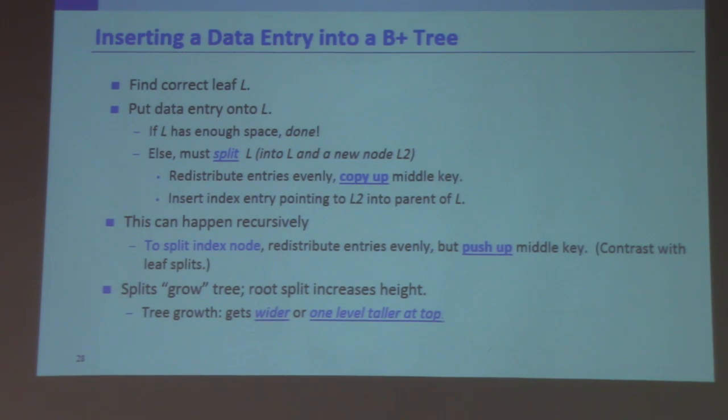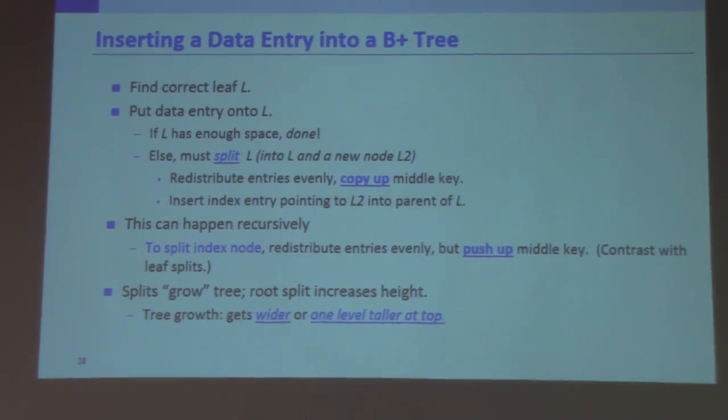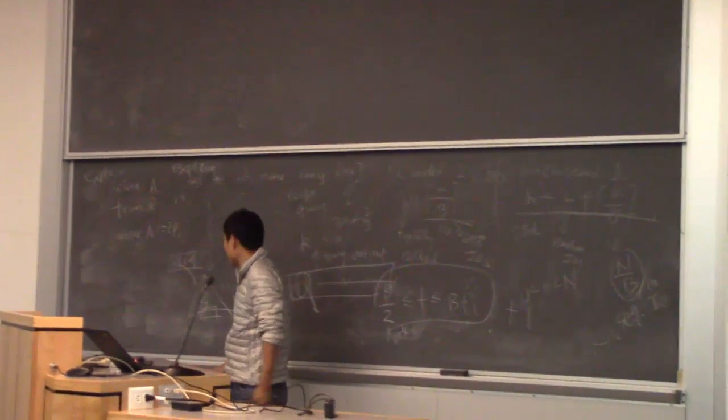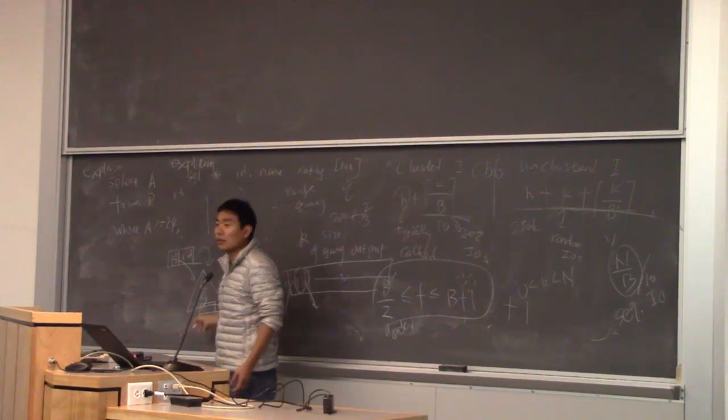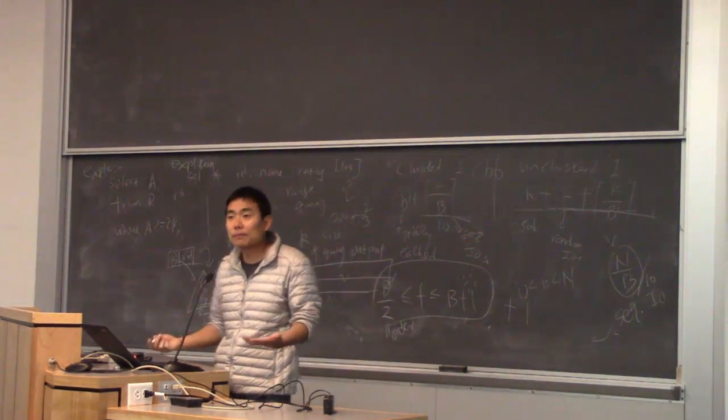Okay? So the first step I do is I find the corresponding leaf node that this data entry should go into, which is line number 1 here. This is nothing else but doing a search using this search key value k. I do a search to find the leaf level page L that this search key value k should go into.